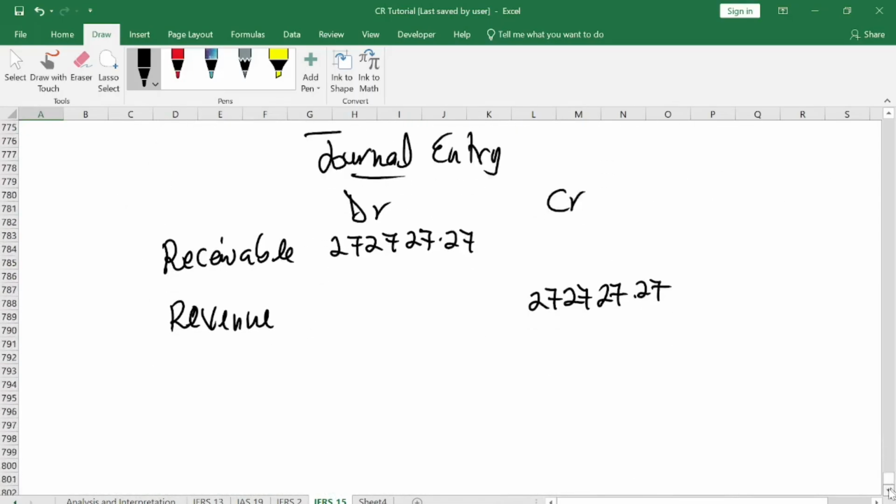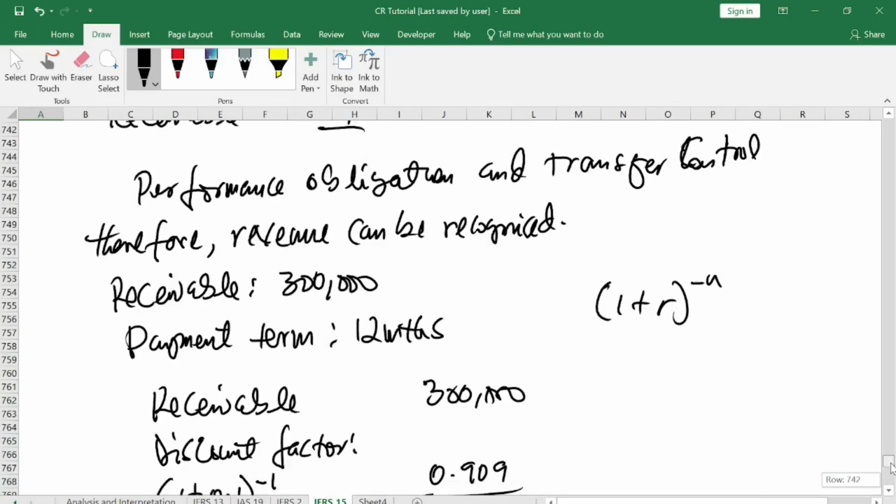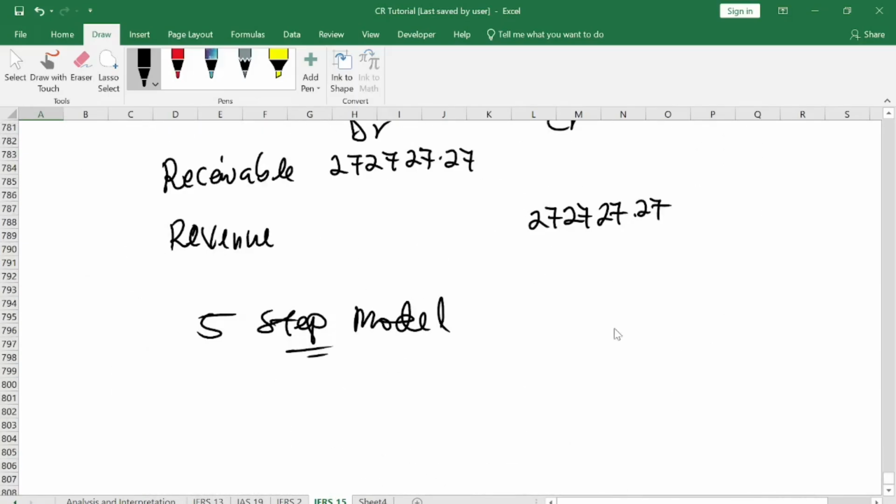All right, and before you start, don't forget about your 5-step model, right? You should be able to mention them. Okay. If there's no question, that is all about this question under arrears. That is all about arrears or receivable payment.